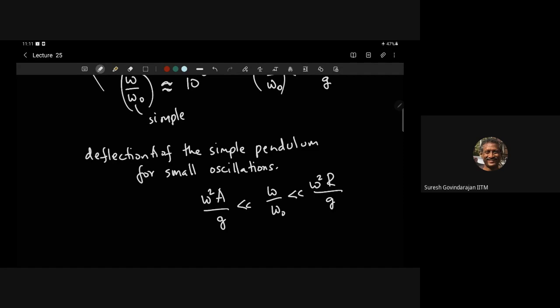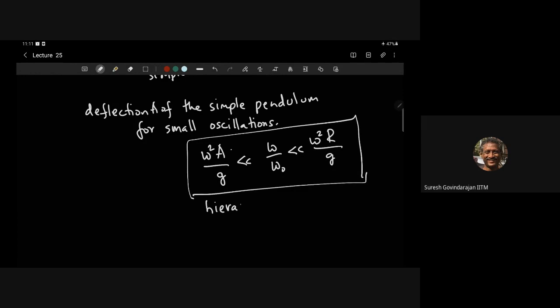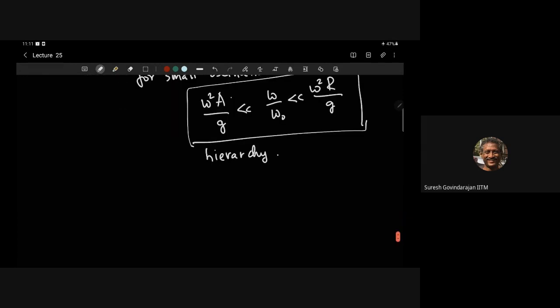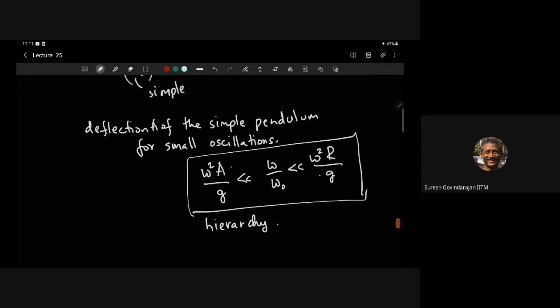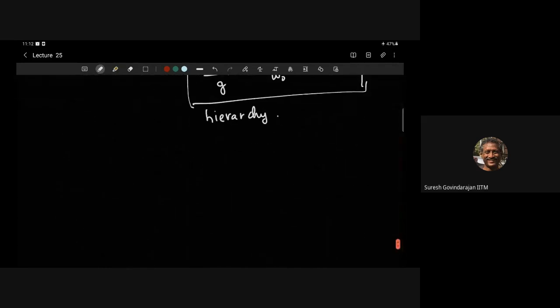Okay. So we have to keep this in mind. You can put in numbers if you want, so it's easy to see that this is the hierarchy. So the first point is that we cannot neglect this first, but we already saw that this can be absorbed in a G effective. Did I mention that? Yes, so it can be absorbed in a G effective.